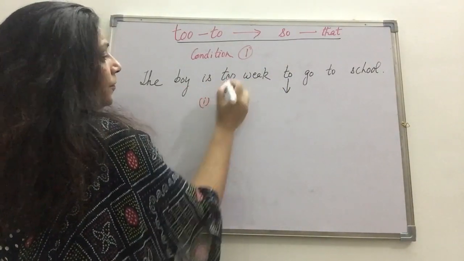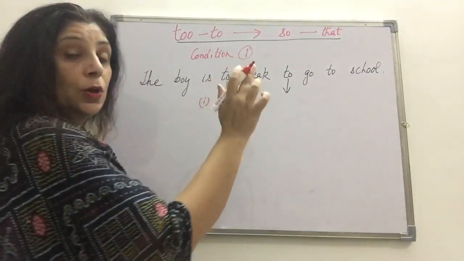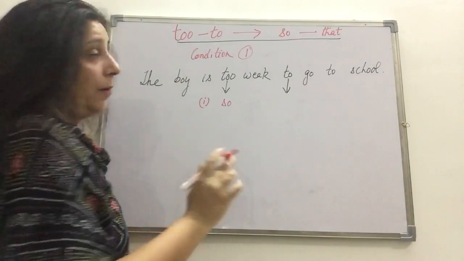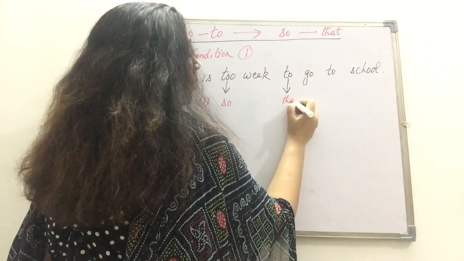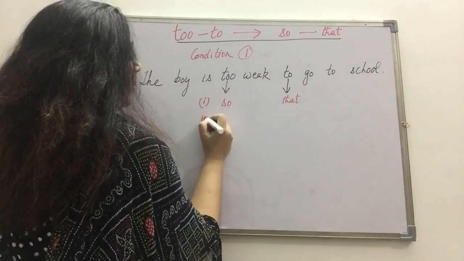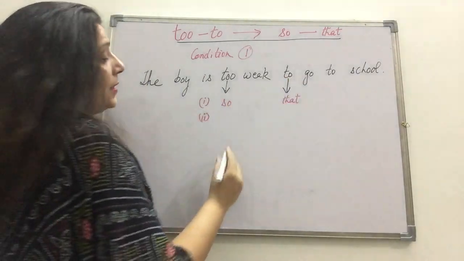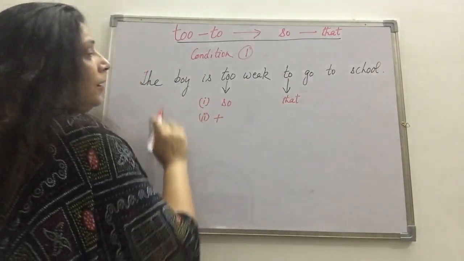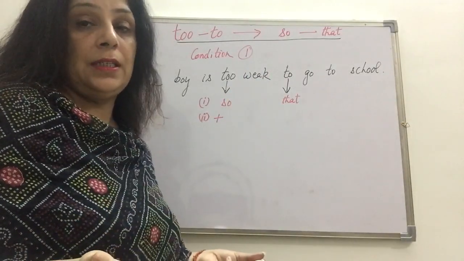Rule number 1. The first too changes into so. T-double-O always comes first, remember. To plus infinitive changes into that. This is rule number 1. Rule number 2. If the given sentence is positive, the boy is too weak to go to school, there is no negative word in it.